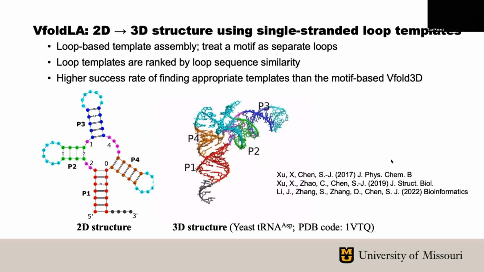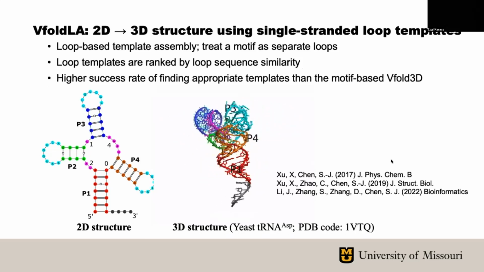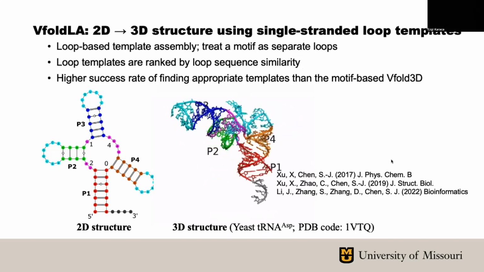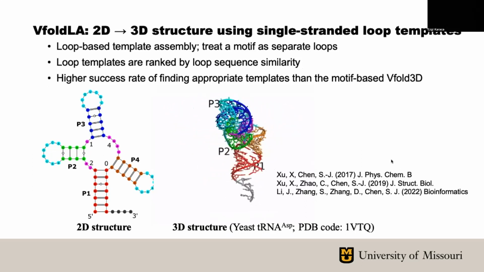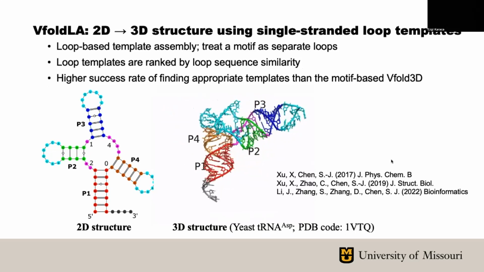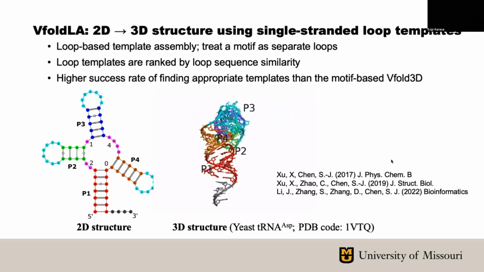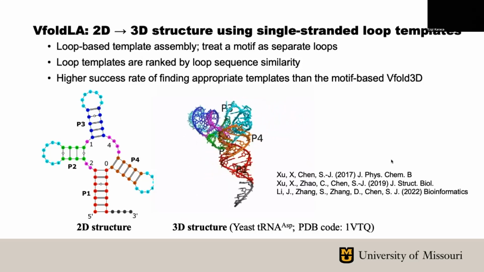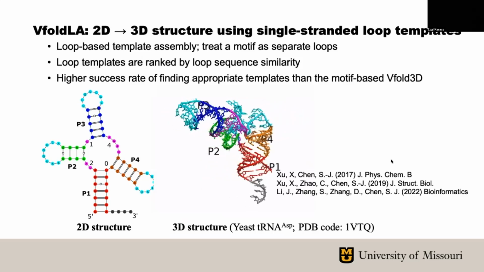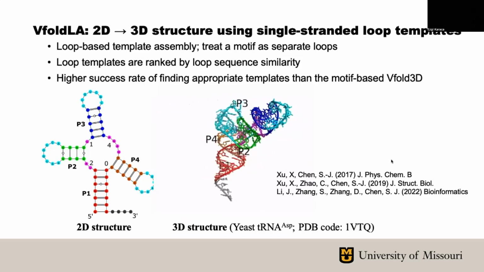But often we know that the RNA has a very limited database, so often we failed. Then we go to the next method. It's called VfoLA. LA means loop assembly. So basically, instead of being so greedy by searching for the whole motif template, we go to each loop, each strand. Based on the sequence similarity, we find the good template. They assemble them together. That's what we call the loop assembly.